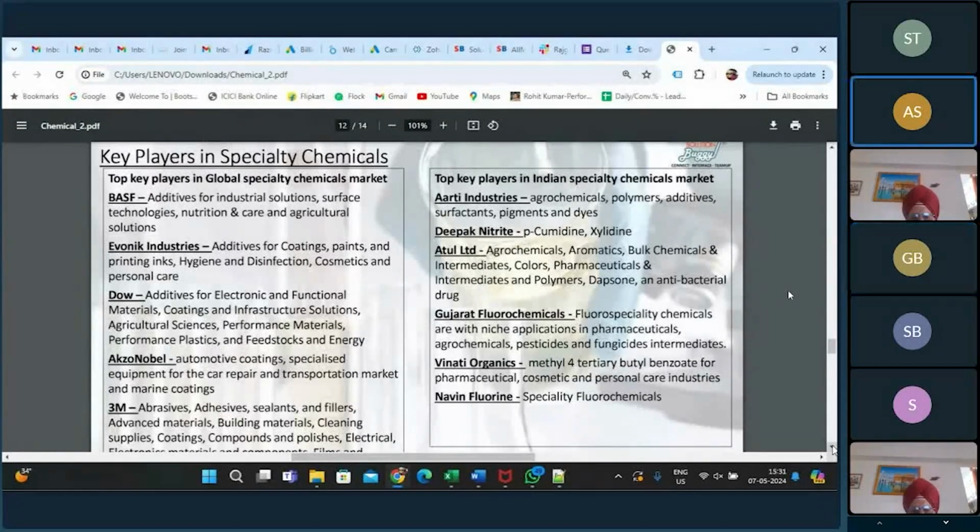Okay. Similarly, in the Indian specialty chemical market, these are the major ones: Aarti Industries, Deepak Nitrite, Atul Limited, Gujarat Fluorochemicals, Vinati Organics, Naveen Fluorine. They're majorly working on the agrochemical side because, of course, agrochemicals is a growing sector, where the demand is increasing, and the market share is also very high. So majorly they are working on this particular segment. And they are all making additives. They are making a blend of bulk chemicals as well as specialty.